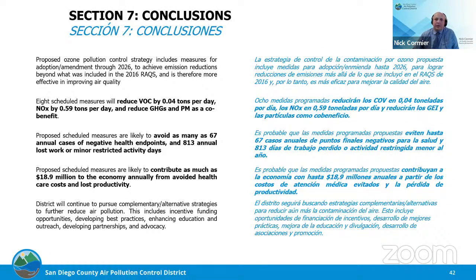Altogether, the 2022 RACS includes a robust ozone pollution control strategy through 2026 that will achieve additional and direct emission reductions beyond what was included in the previous RACS revision. It will also indirectly reduce GHGs and PM as a result of scheduled and further study measures. The anticipated emission reductions from the scheduled measures are expected to annually reduce numerous cases of negative health endpoints like asthma and over 800 lost work or activity days. At the same time, these measures are anticipated to contribute as much as $18 million to the local economy from avoided healthcare costs and lost productivity.